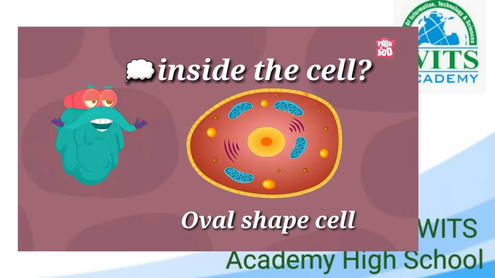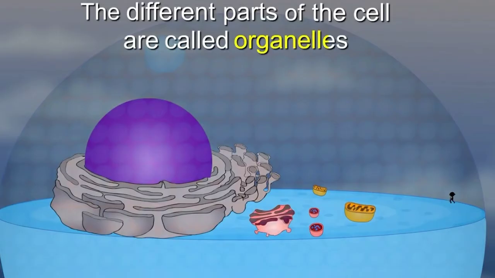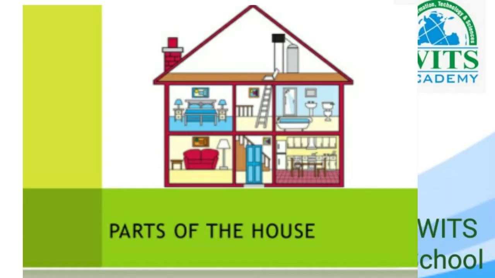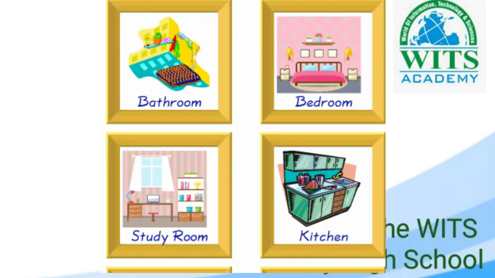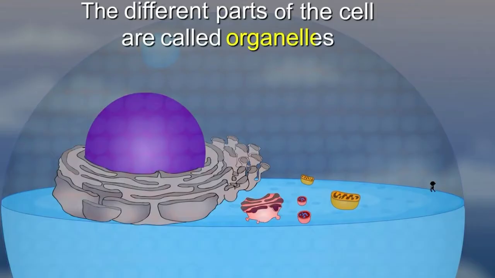And what is inside the cell? There are many small parts inside the cell, and these small parts present in the cell are called organelles. What are these called? These are called organelles. For example, there are different parts of our house too, like rooms, kitchen and bathroom. Same as in our cell, there are different small parts, and these parts are called organelles.